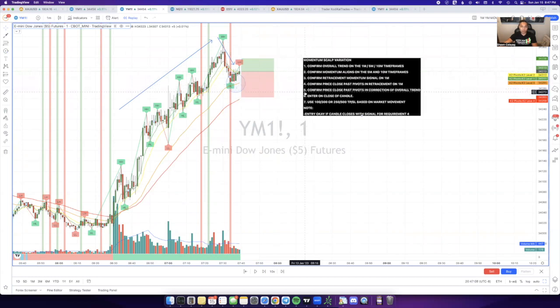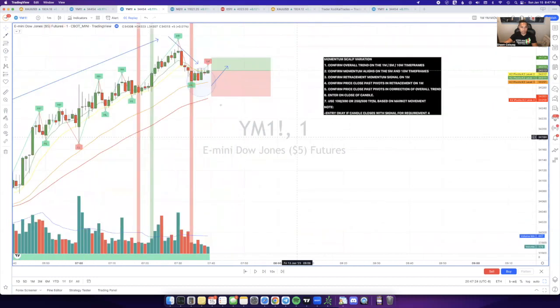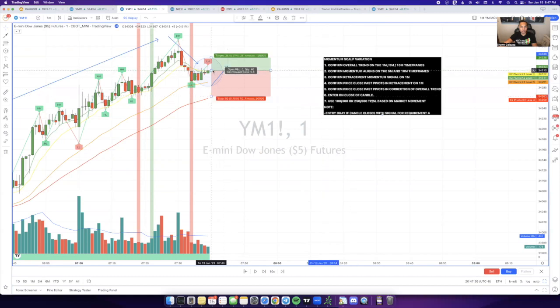Requirement number 5, you want to confirm that price closes past pivots in correction of the overall trend. So you can see price was going upwards, retraced down, and now you're identifying the correction back to the upside right here. And you just want to make sure that the next candle closes above the pivots. So with that said, you can see this green candle right here closes above all the pivots. And this is now going to satisfy your requirement for step 5. With that said, you can enter on the close of the candle, which would be right here.